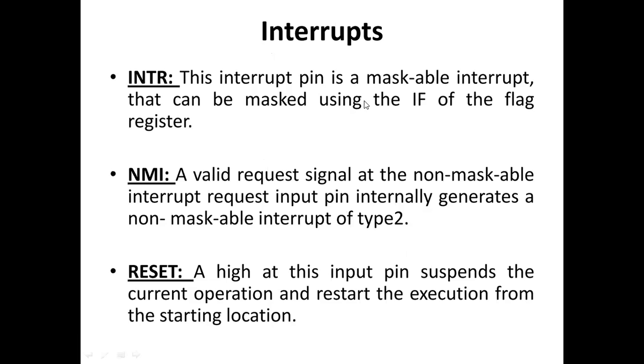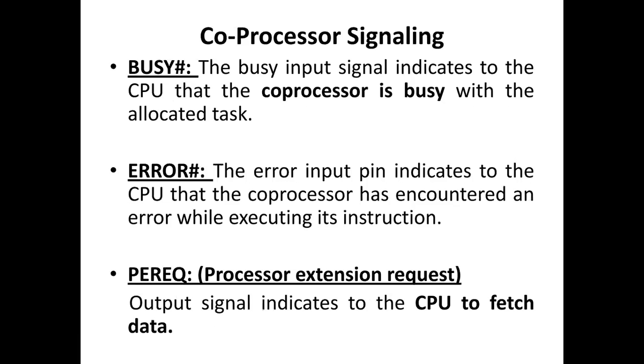INTR signal. This interrupt pin is a maskable interrupt that can be masked using the IF of the flag register. NMI, that is a non-maskable interrupt. A valid request signal at the non-maskable interrupt request input pin internally generates a non-maskable interrupt of type 2. The RESET pin: a high at this input pin suspends the current operation and restarts the execution from the start location. Coprocessor signals.